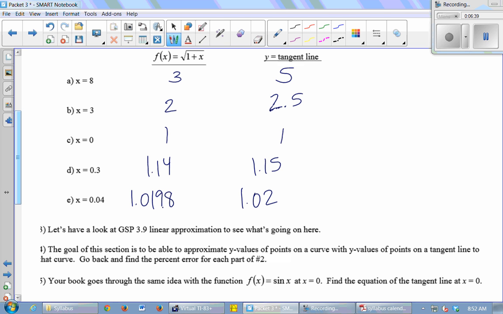At the point of tangency, that makes sense because that point is on the line and the graph. So at the point of tangency, they are exactly the same. And if we don't go very far from the point of tangency, 0.3 or 0.04, the y values are almost the same. They're very close.